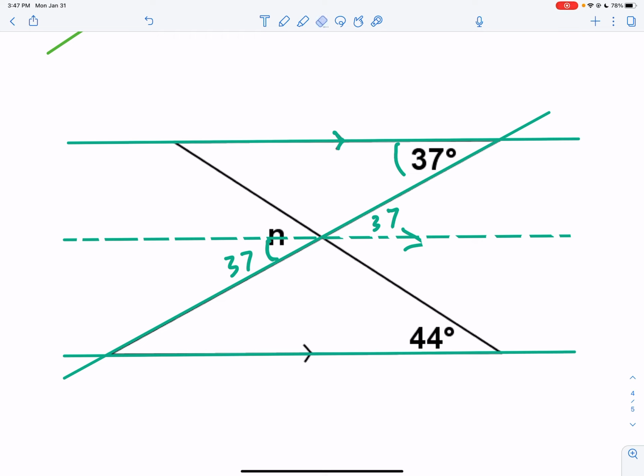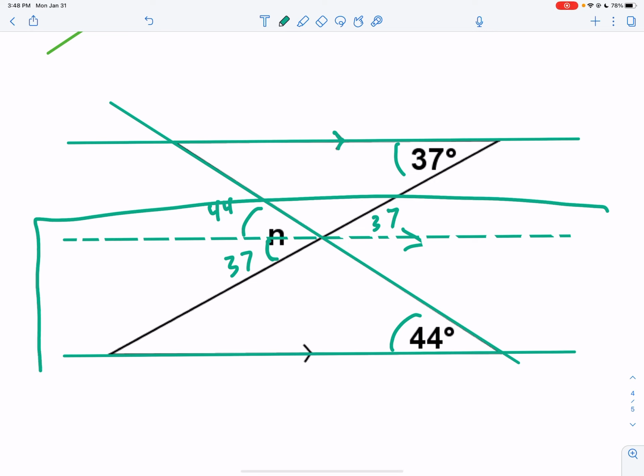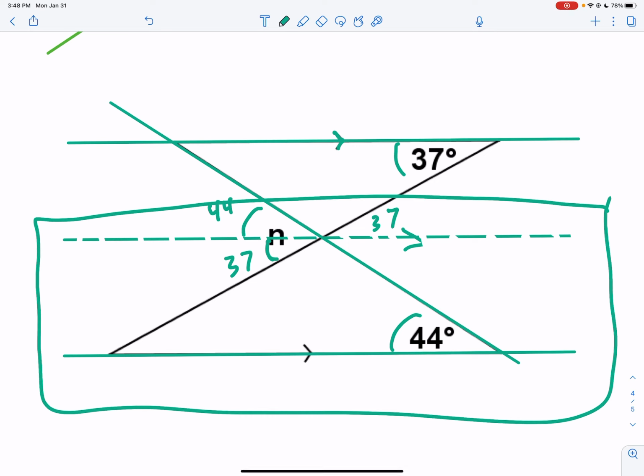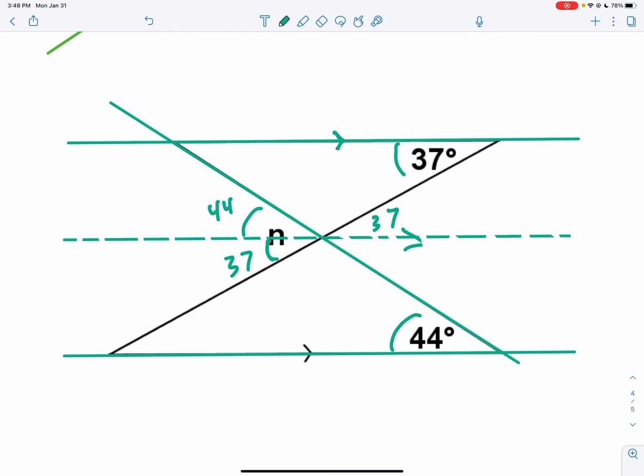Now let's shift our attention away from that and look at the other transversal, because we need to figure out what this part is. We have to figure out a way to use that to find the angle. So again, this right here and this right here are corresponding angles, so this must be 44, because we're looking at these two parallel lines now and that middle transversal that I put in green. Since those are corresponding angles, they are congruent.